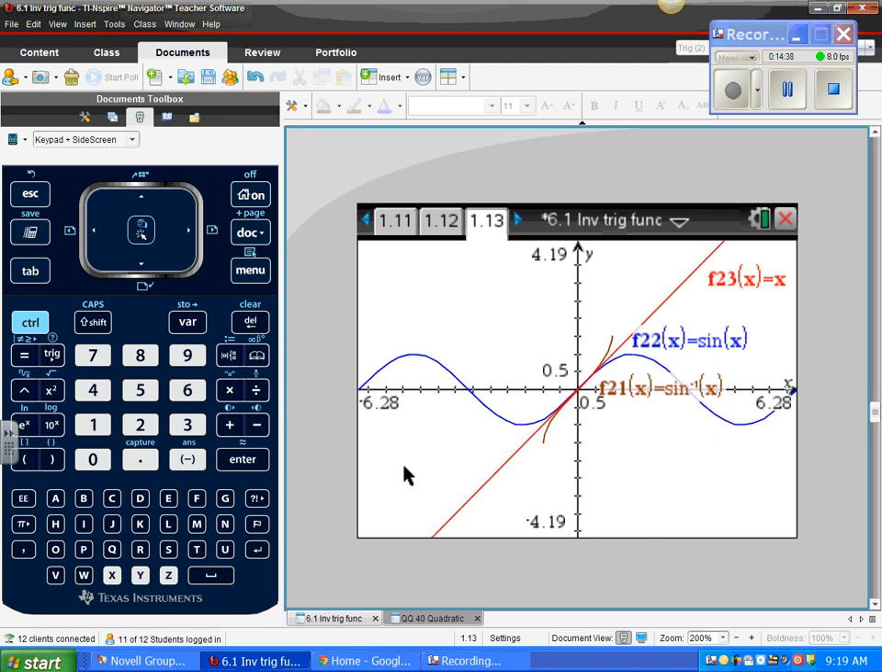Is that a reflection over the red line? Yeah, absolutely. That's a reflection over the line y equals x. So it's just that little piece that we restricted the domain for.